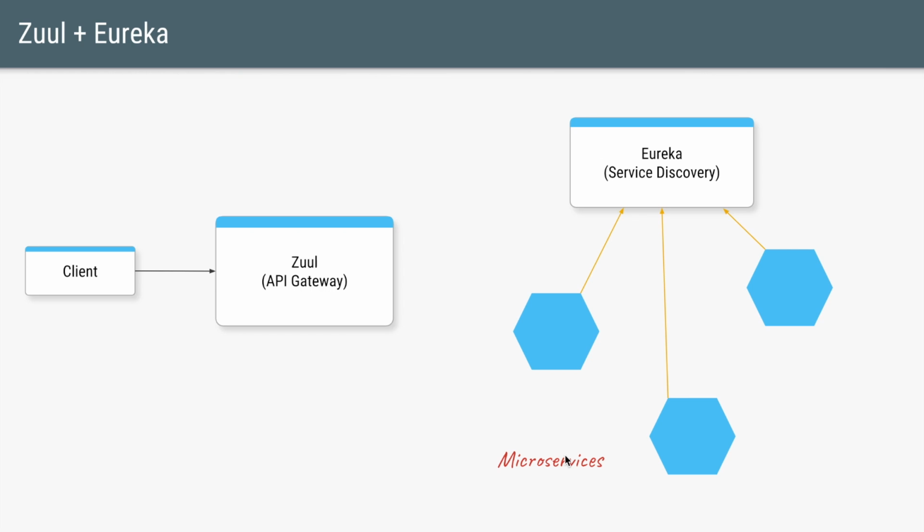Okay, about Zuul and Eureka. As per my understanding, Zuul is an API gateway. I already have a video about what features an API gateway provides. Eureka is a component by Spring which provides service discovery. So your microservices will register themselves with Eureka, saying that my name is this microservice and this is my IP address. One microservice can discover the IP address of another microservice through this component of Eureka.